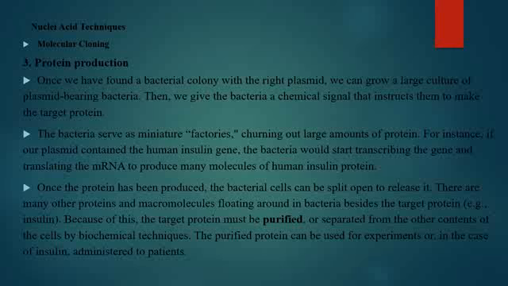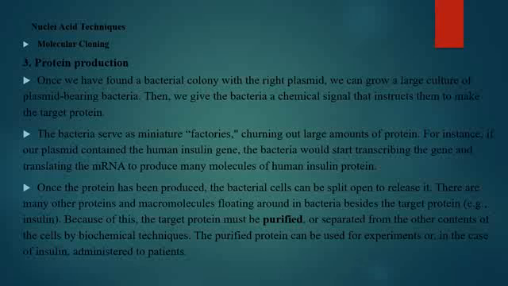Then the final step is the protein production. Once we have found a bacterial colony with the right plasmid, we can grow a large culture of plasmid-bearing bacteria. Then we give the bacteria a chemical signal that instructs them to make the target protein. So this is what we have done. You pick a plasmid with your relevant target gene, you insert it into a bacteria, then you tell the bacteria to produce proteins from that section of the gene which is relevant to you.